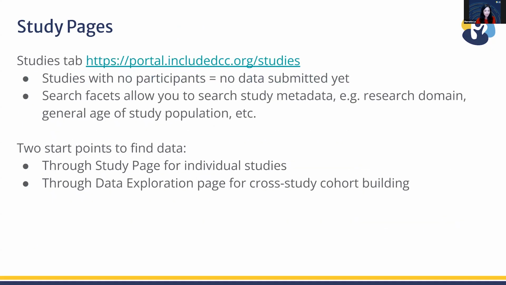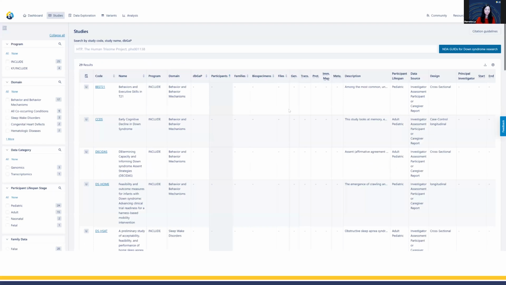So starting with the studies section of the Data Hub, this page, which can be accessed up here under studies, gives an overview of all of the studies in the hub. And I wanted to point out that you can sort this participants column for a quick way to see which studies have data and which studies do not have any data yet. And then you can use the search facets here on the left to search for information about the studies, like the overall research topic or the general age of the study populations, for example.